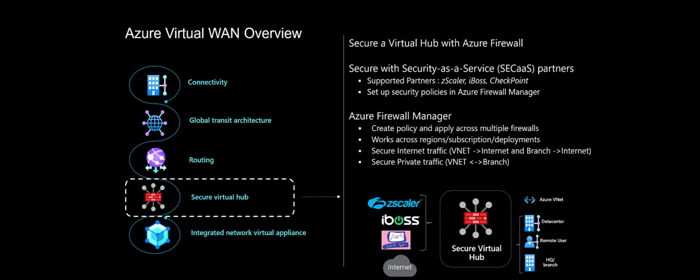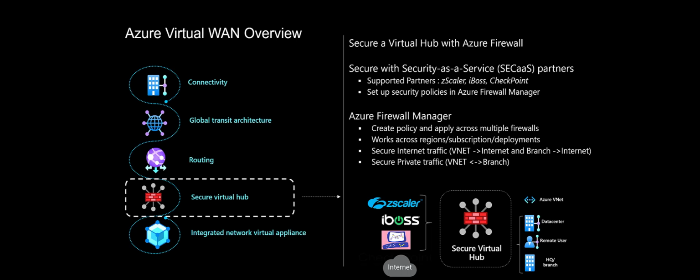So right now, the supported partners are Zscaler, iBoss, and Checkpoint, and you leverage Azure Firewall Manager to create policies and apply those policies across multiple secure virtual hubs or multiple firewalls, and you get to secure your VNet to internet or branch to internet traffic, as well as private traffic from VNet to branch.